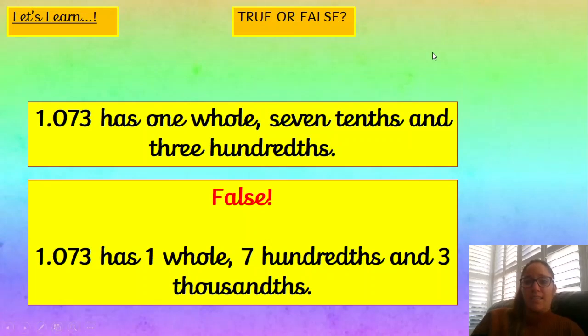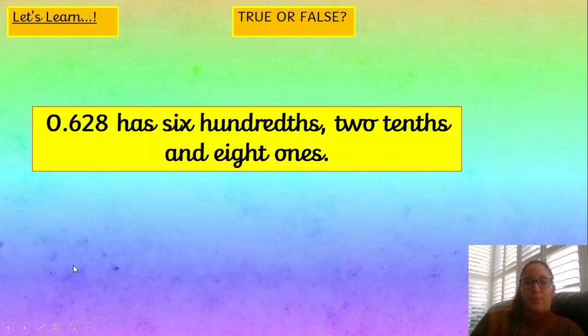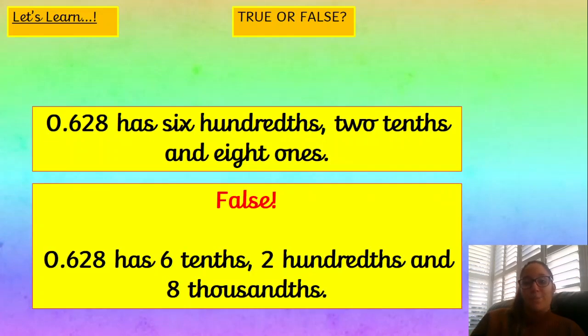Okay, so up here it says 7 tenths. No, it's got 7 hundredths. Okay, next one. 0.628 has 6 hundredths, 2 tenths, and 8 ones. True or false? Okay, this one is false. Did that trick you? Because it's hundreds, tens and ones, but that's not the order, is it? Okay, we've got tenths, hundredths, thousandths. So 6 tenths, 2 hundredths, 8 thousandths.